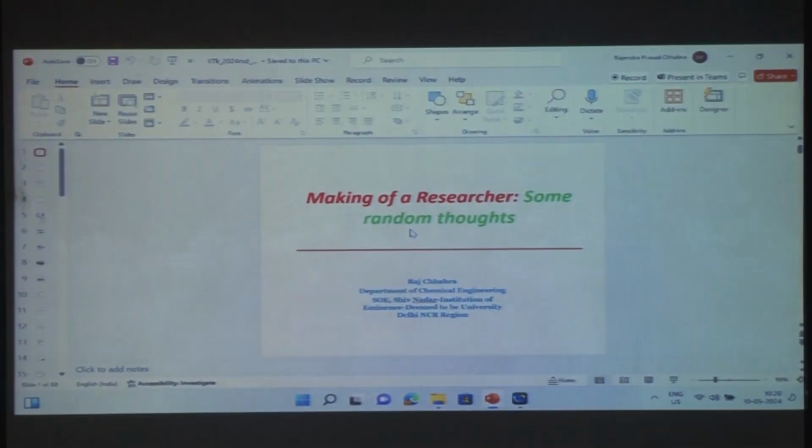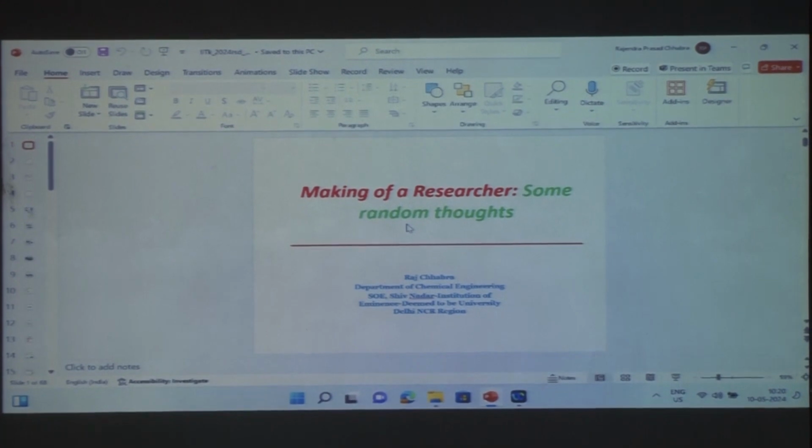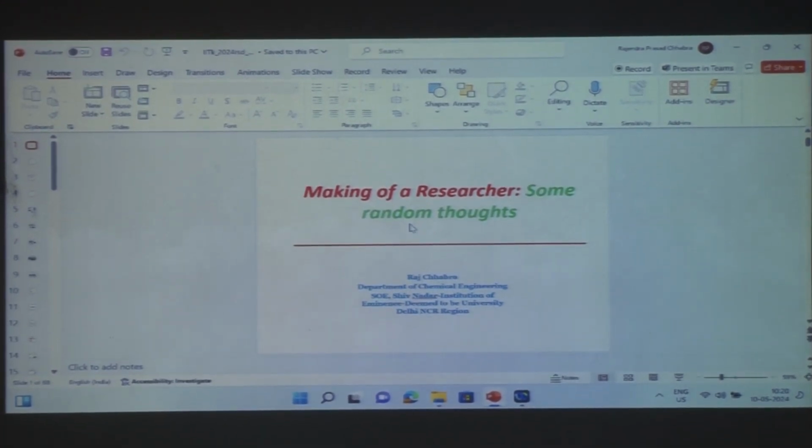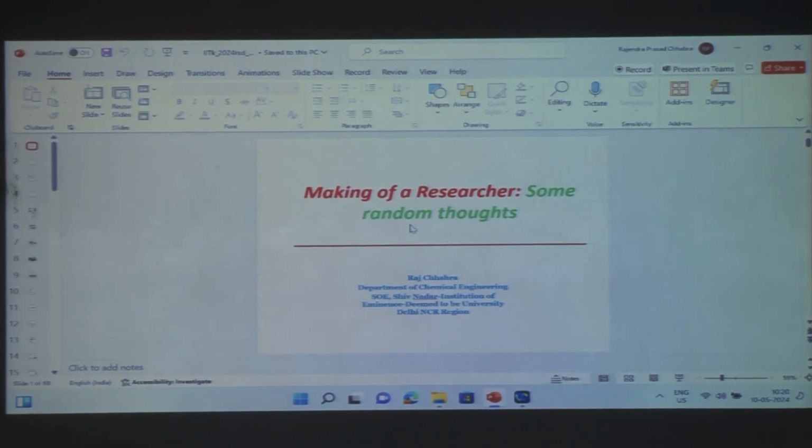So again, I thank Professor Rajneesh for his quite insightful talk. I understand it involves a lot of economics to do carbon dioxide capture as well. So now this is an interesting, exciting talk which I have been looking forward to, and I think it will be of much use to the research scholars as well. So we have now Professor Raj Chhabra, who was our very own faculty, and he retired quite recently.